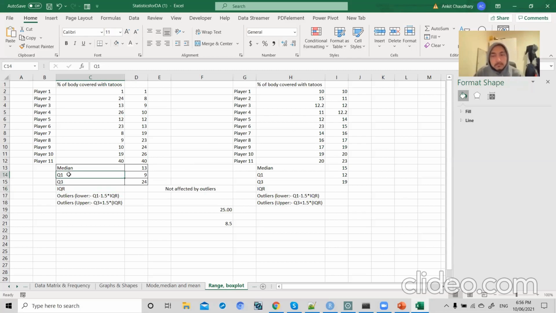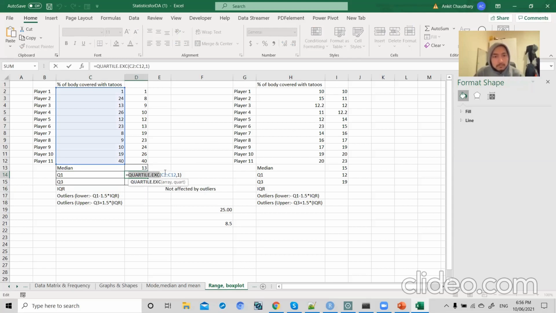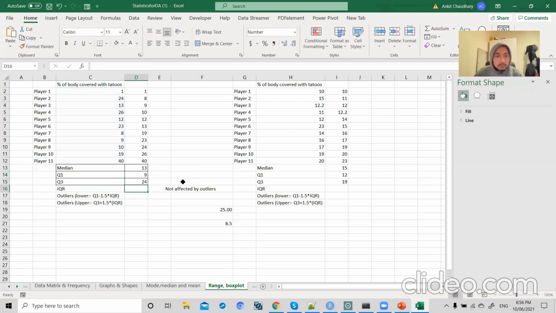So to calculate Q1, we use QUARTILE.EXC and pass which quartile we are trying to calculate, whether first, second or third. This gives us the first quartile, and then here we give 3, which means the third quartile. And IQR is simply Q3 minus Q1. Anything below Q1 minus 1.5 times IQR, or above Q3 plus 1.5 times IQR, is your outlier. Here we don't see any outlier because we don't have any value in those ranges.